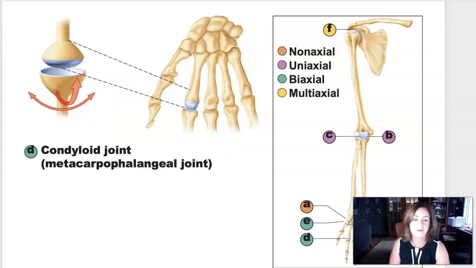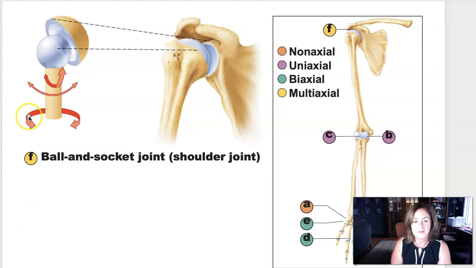A condyloid joint, I would describe that as like a modified ball and socket. And ball and socket is just what it sounds like, where the articular surfaces are molded together. Ball and socket is always multi-axial. It's the only one that's multi-axial because you might have two planes of movement, but in order to have rotation, you need a ball and socket joint. And so rotation is going to be the third plane of movement. So like the shoulder and the hip are multi-axial joints.